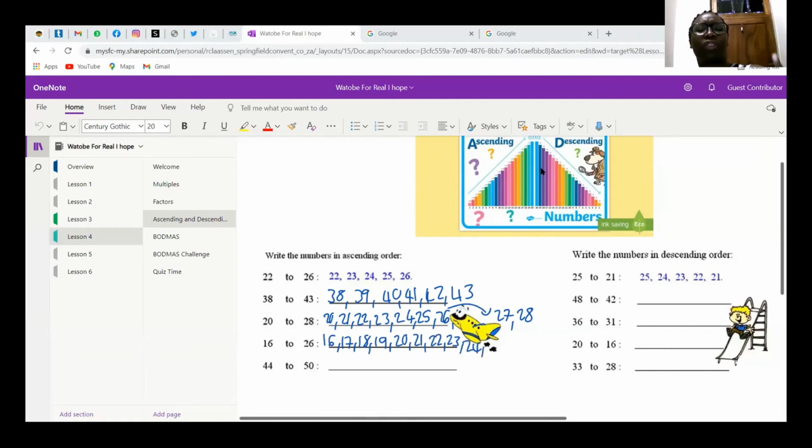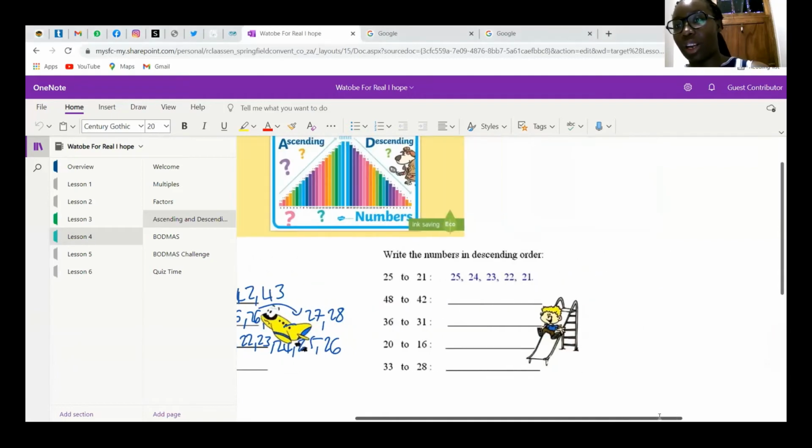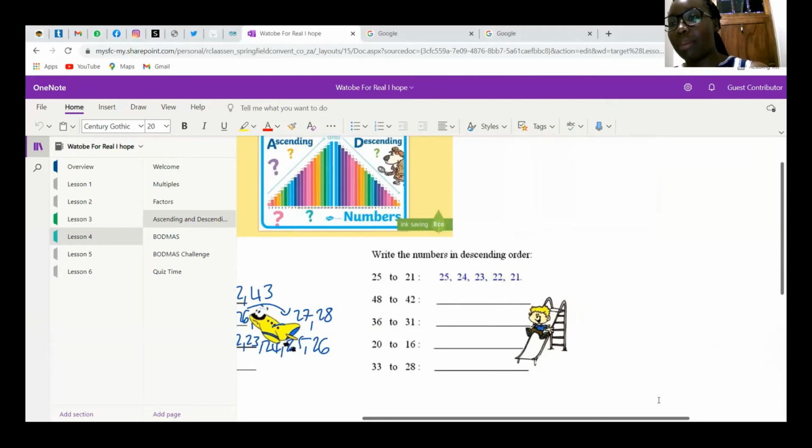All right, guys, I think we kind of got the idea of ascending. I think we get what ascending order means. So we're going to do just one question for descending. I'm going to ask Matiwani, can you do the first one for me? We're looking at 48 to 42. Yes, ma'am.